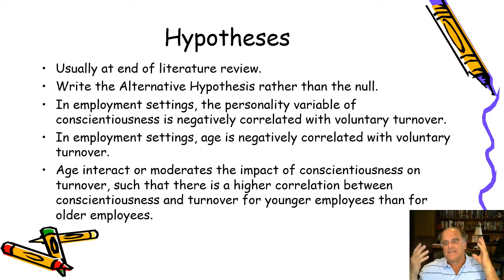So in this situation, we have 3 hypotheses: a main effect, or a correlation, actually, probably more accurately, for conscientiousness and turnover; a correlation between age and voluntary turnover; and then an interaction or a moderation hypothesis where age impacts the strength of the relationship between conscientiousness and turnover. Okay, I hope that's pretty clear.